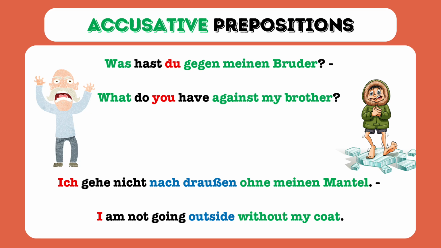Ich gehe nicht nach draußen ohne meinen Mantel. Ohne means without, so this sentence says, I am not going outside without my coat. Ohne meinen Mantel, without my coat. I am not going outside without my coat.